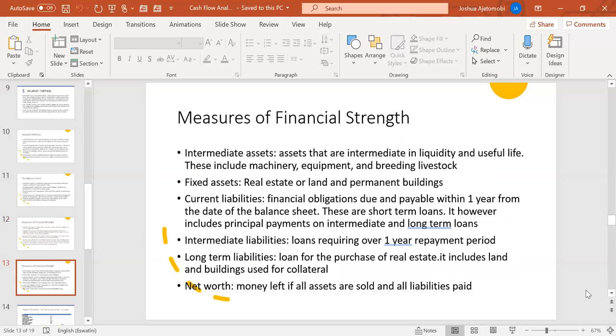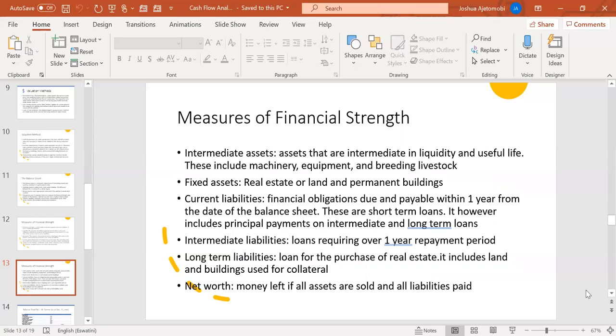Intermediate assets. The difference between intermediate assets and current assets is that intermediate has a useful life that is more than one year. And this includes machinery, equipment, your breeding livestock. And then we have the fixed assets. The fixed assets cover the real estate or land and permanent buildings.